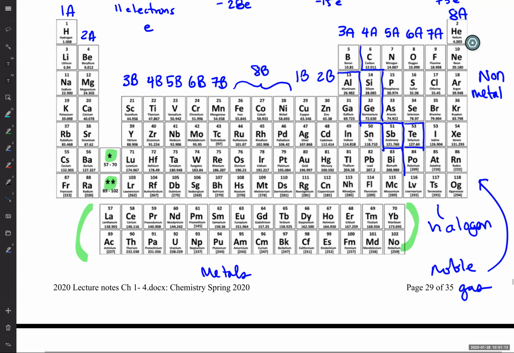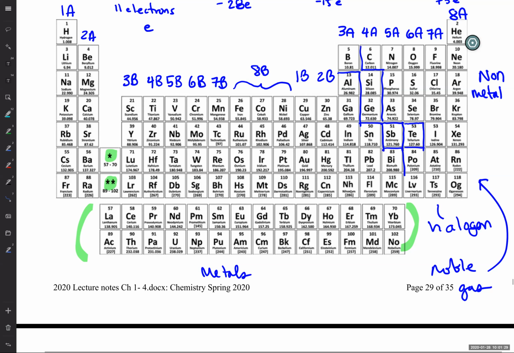But know the properties of metals and non-metals. And then the guys inside the stair step, like boron, silicon, germanium, arsenic, antimony, tellurium. I think polonium is actually a metal. That line should have quite gone down so far. Those are all called the semi-metals.